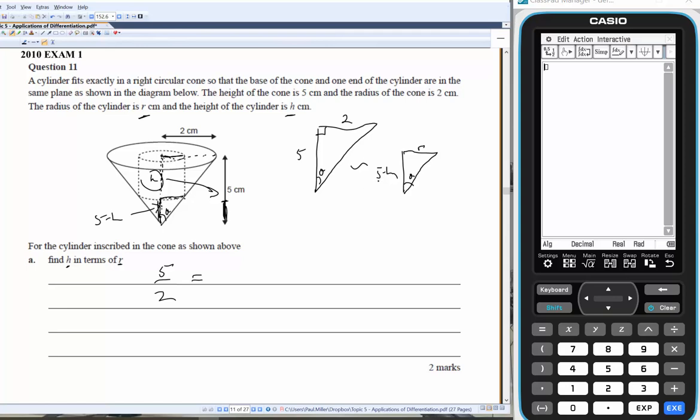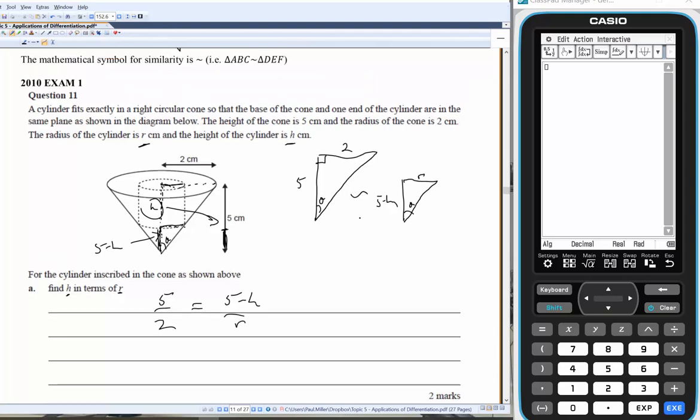It must be in the same ratio as these two together. So let's do 5 take h over r. You could also do them in reverse. You could have 2 over 5 is equal to r over 5 take h. If you wanted to, it would come out exactly the same. And notice how we've got two variables here and we need to find h in terms of r, i.e. make h the subject. So I'm going to say that 5r over 2 is equal to 5 take h. 5r is equal to 10 take 2h.